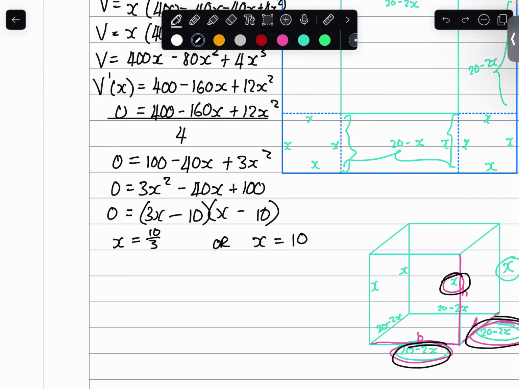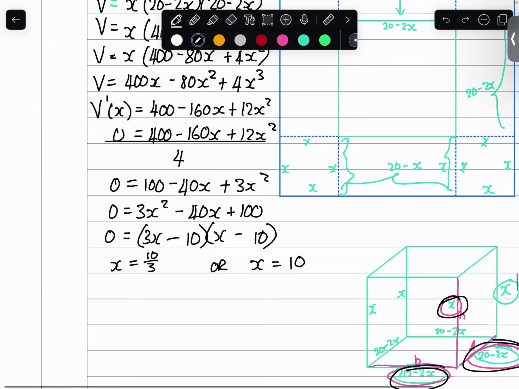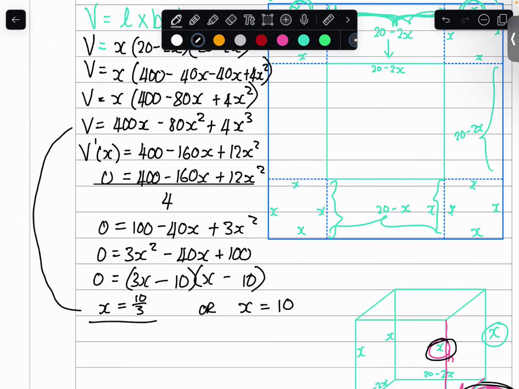There's two ways to think about this. You can think of it in terms of a graph, or you can resort to what I taught you at the start of the year, where you sub back in. So either you sub this 10 over 3 back into the original equation and get a corresponding volume, and take this 10, sub back into the original and get a corresponding volume, and see which one is the biggest. Or you can think of it in terms of the original graph, whatever that is. It's a cubic function, and you can see where the minimum or maximum is.